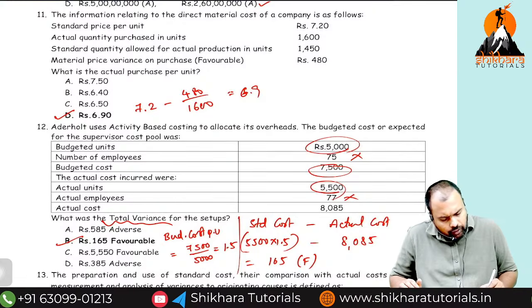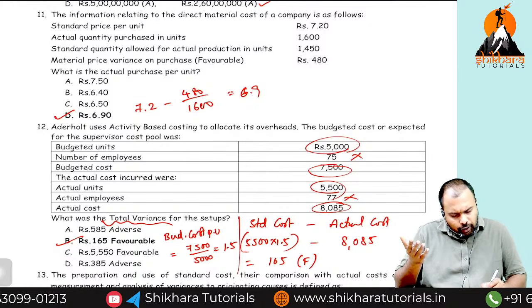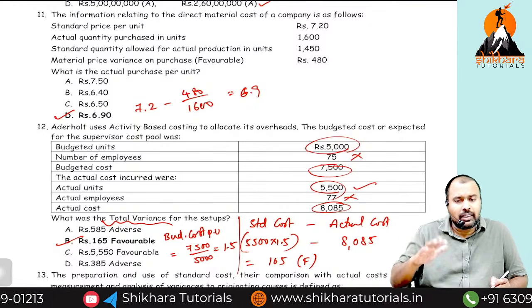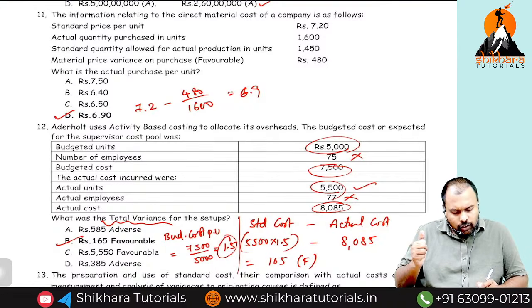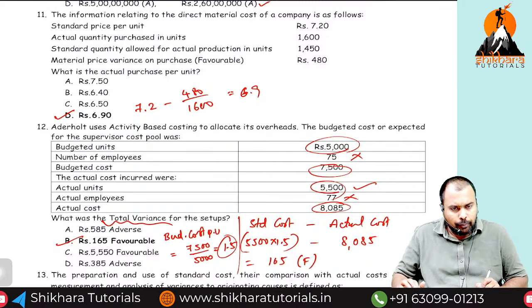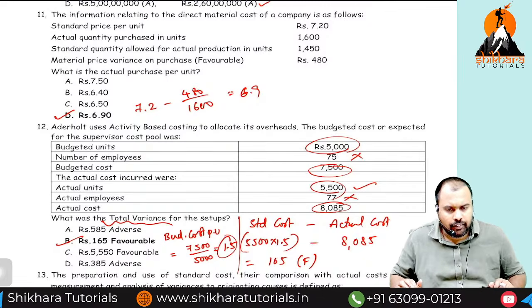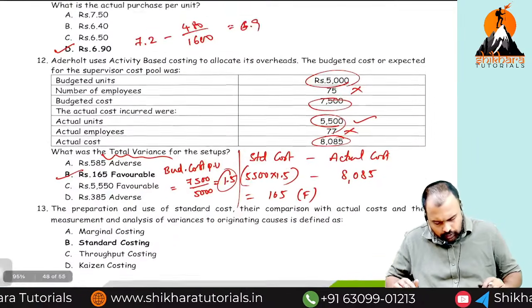Now, what is actual cost? They already gave it. Standard cost is nothing but always for actual output. So actual output is 5500. What is budgeted cost per unit, which is 1.5. So standard cost for actual output is nothing but 5500 into 1.5, and actual cost is 8085. The difference between that has to be the cost variance. Okay, next.